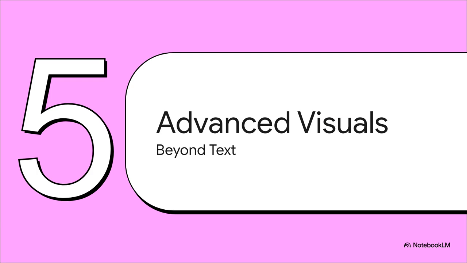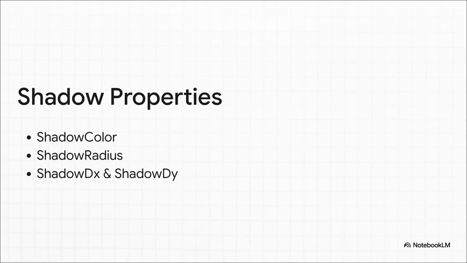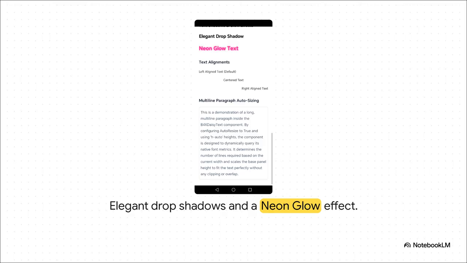Time to go beyond just text. B4XDaisyText actually exposes a highly customizable set of shadow properties. You can easily tweak the shadow color, set the shadow radius, which controls the intensity of the blur, and adjust the horizontal and vertical offsets using Shadow DX and Shadow DY. By manipulating these few simple properties, you can create some highly complex, really modern visual styles right there in the designer. When you start combining these properties, you can build something pretty incredible.